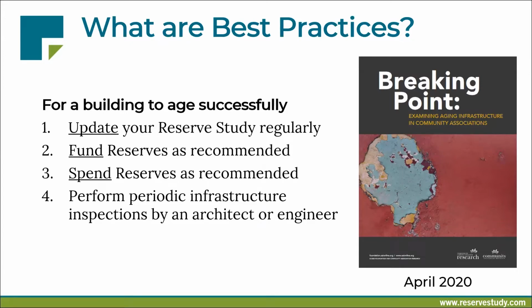And it came to the 4 conclusions that for a building to age successfully, you need to do 4 things. Number 1 is update your reserve study regularly, get fresh information because it changes with the building conditions, size of your reserve fund, economic environment. Fund your reserves as recommended. Make sure you're putting the cash in that your reserve fund needs. Spend reserves as recommended. Remember, delays usually get expensive, so spend it, get things done, care for the property, and then supplement it. Perform periodic infrastructure inspections by an architect or engineer.